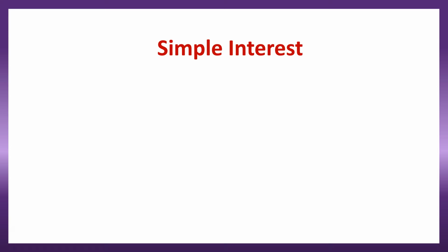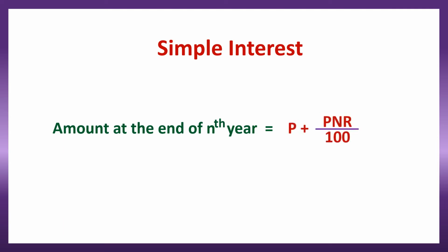And the formula to find the amount to be paid at the end of the nth year is P plus PNR by 100, that is principal plus interest, or it can also be written as P into 1 plus NR by 100 by taking the P outside. P is common for both the components, so P is taken outside and the formula becomes P into 1 plus NR divided by 100. That is how we find the total amount at the end of the nth year.